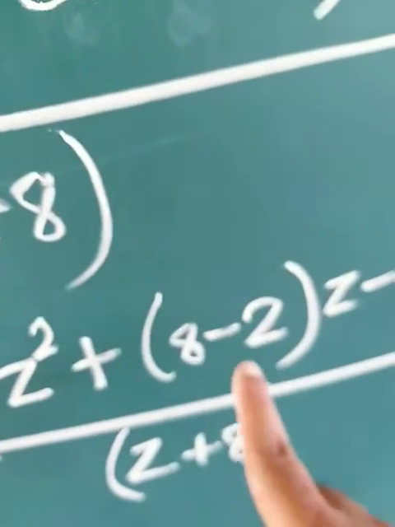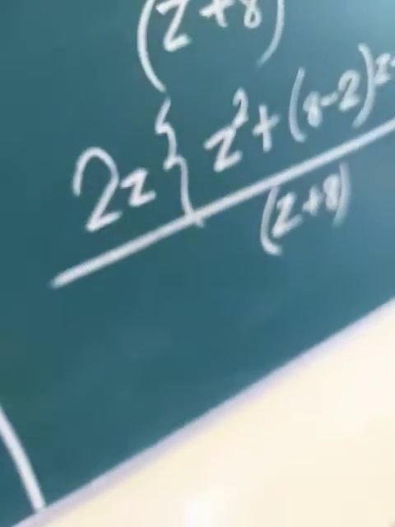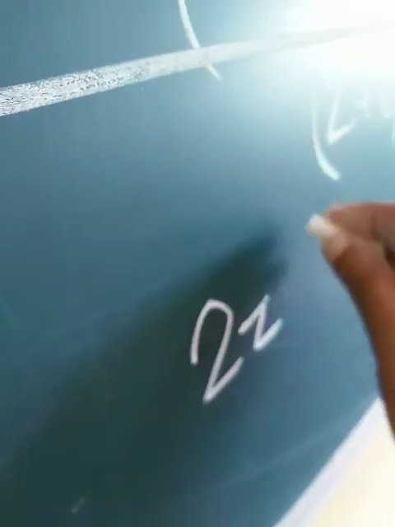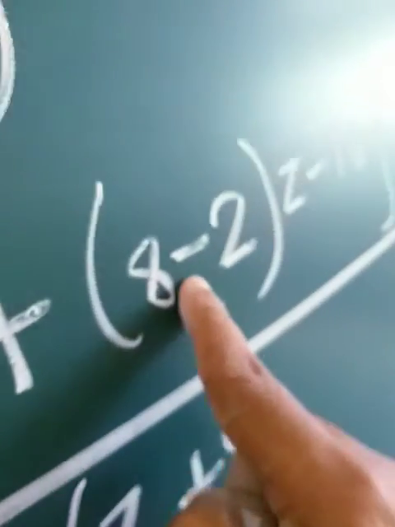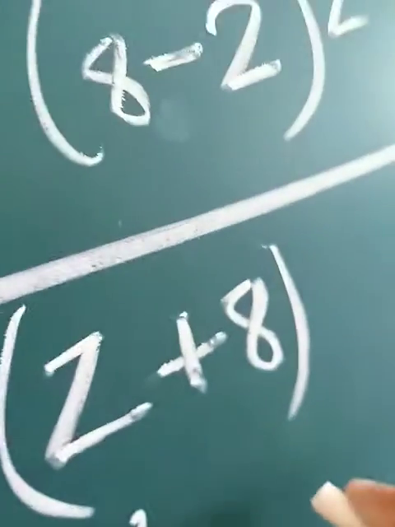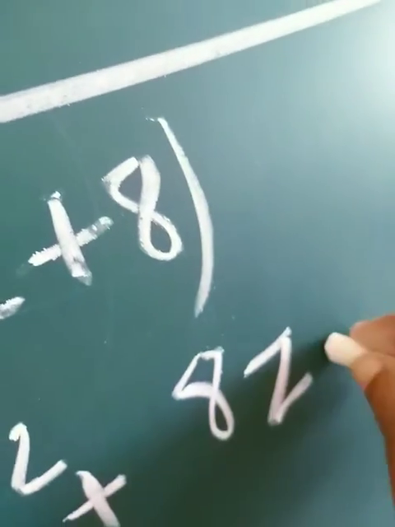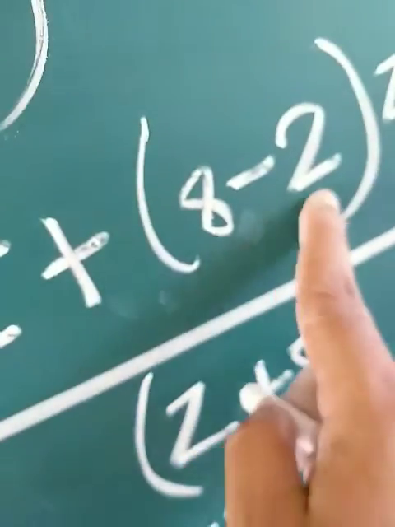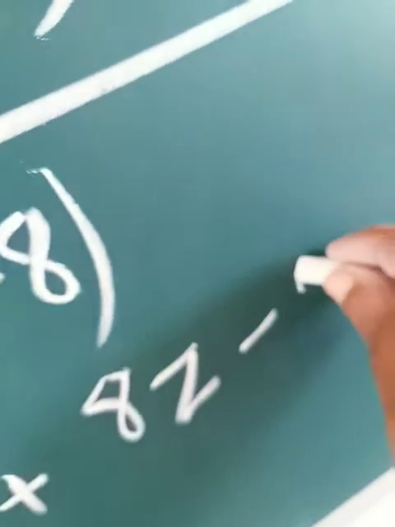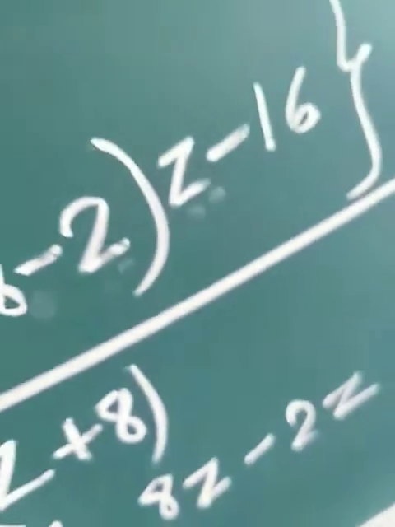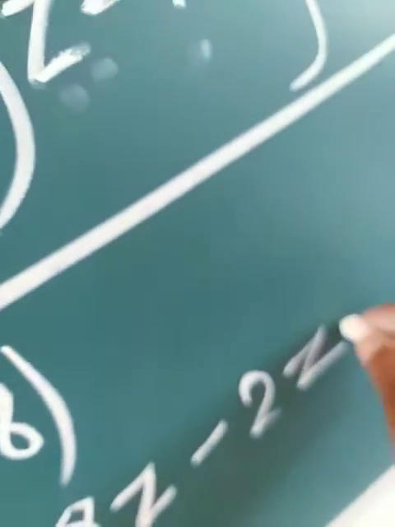Okay. Now what we have to do next? The next step is we have to open the bracket, isn't it? So let us open the bracket now. What is the common term we are having? Initially 2z. Now inside the curly bracket z square. What do we get when we multiply 8 with z? It would be 8z. Plus minus will be what? Plus minus is minus 2 into z is what? 2z, isn't it? And what is the other number remaining? That is 16. Now divided by z plus 8.